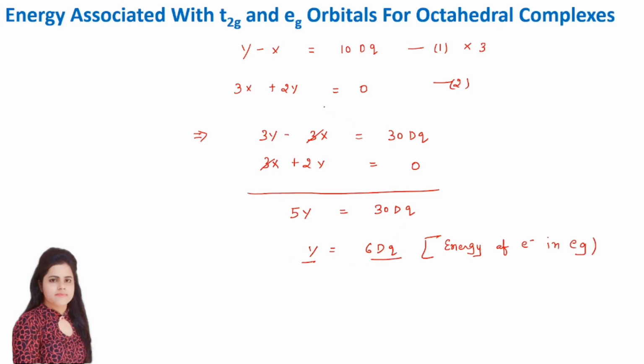Now we have to calculate the value of x. Again I will use equation 1, which is y minus x. y is 6 Dq, so 6 Dq minus x equals 10 Dq. So x will become minus 4 Dq, and that is the average energy for an electron in t2g. So we have calculated both the values.